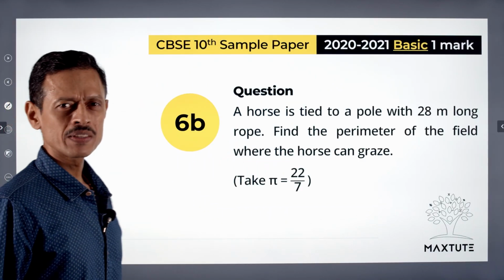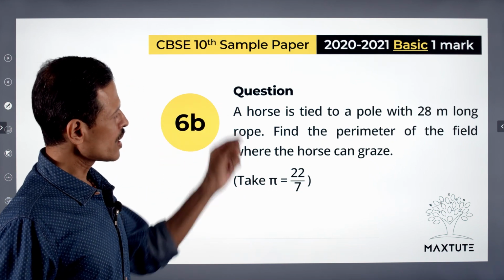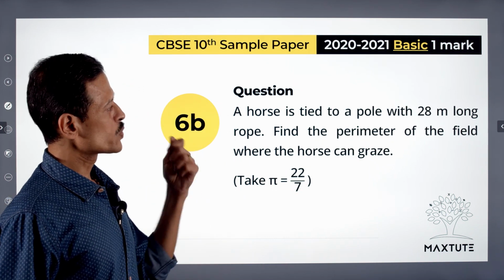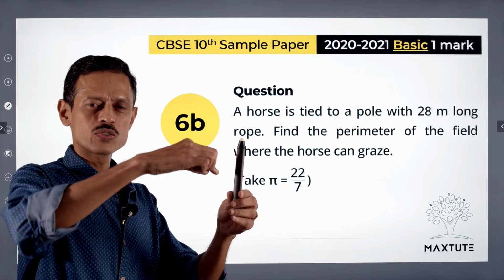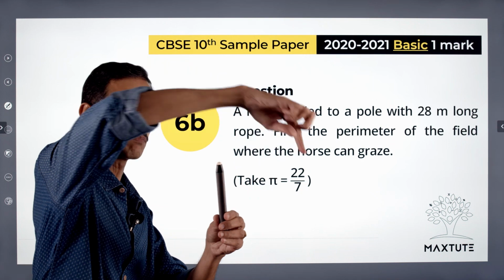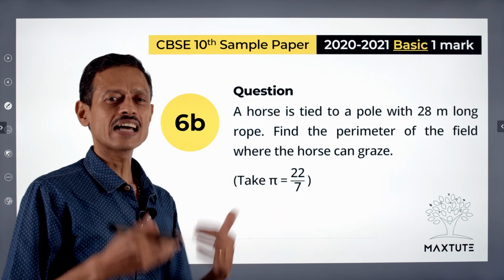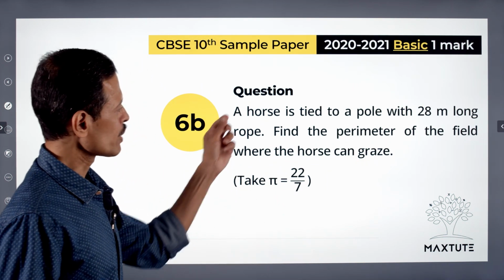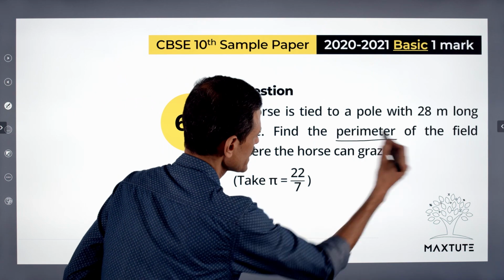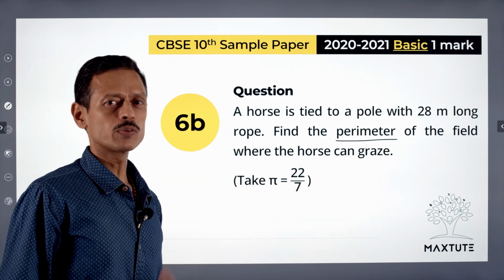We'll call it 6b. This is also from the chapter Areas Related to Circles. A horse is tied to a pole with 28 meters long rope. Here is a pole, you're tying a horse to it. So where can the horse graze? It's going to go around the pole and graze it. So the shape of the field that it can graze is actually a circle, with the center of the circle being the pole. Right? What we need to find out is the perimeter of the field where the horse can graze. Take again pi to be equal to 22 by 7.